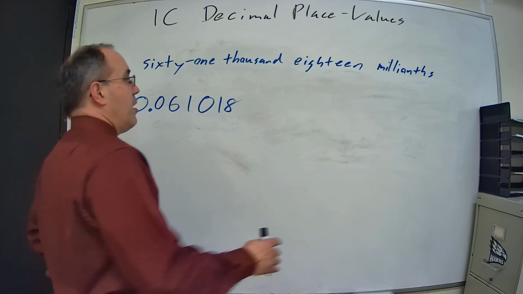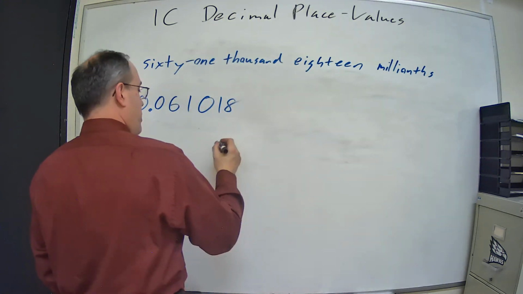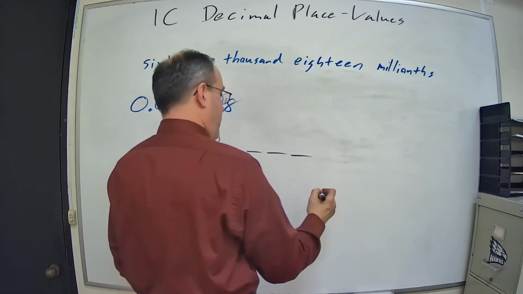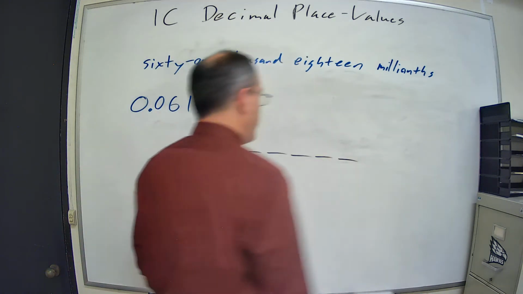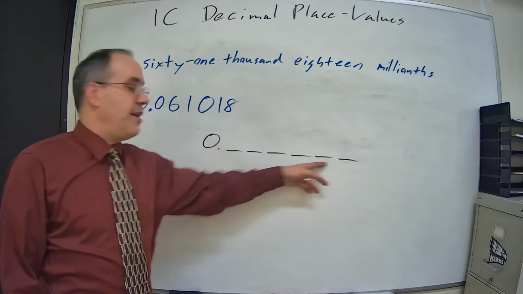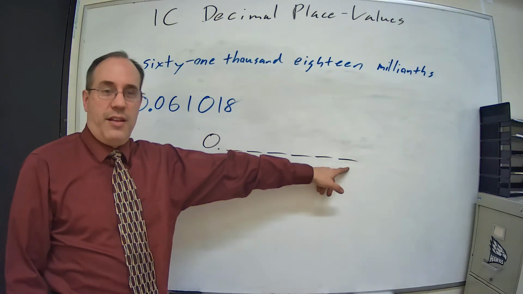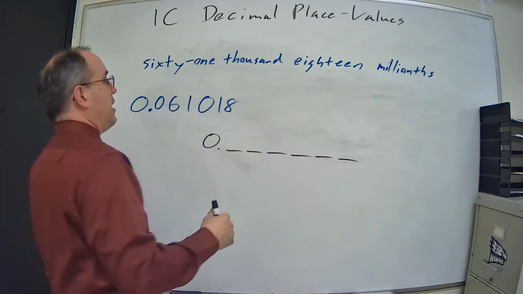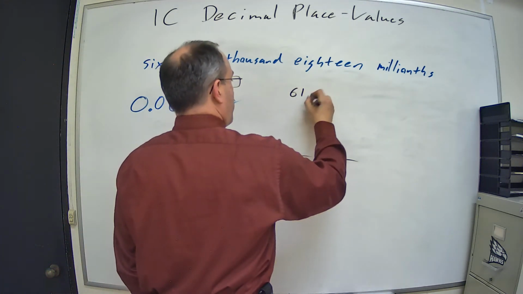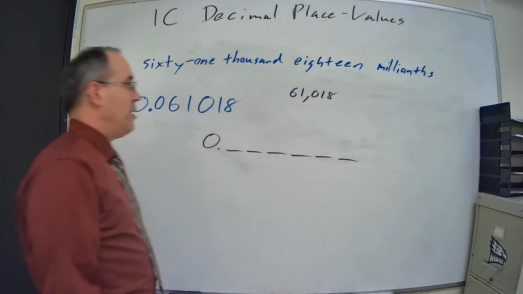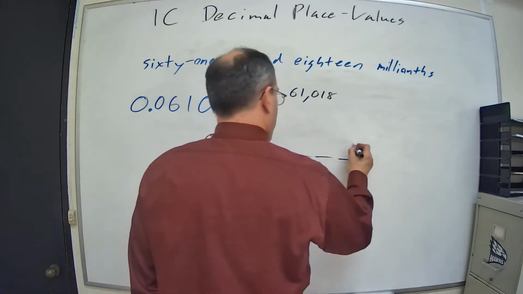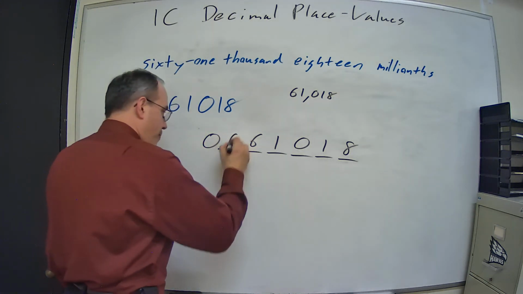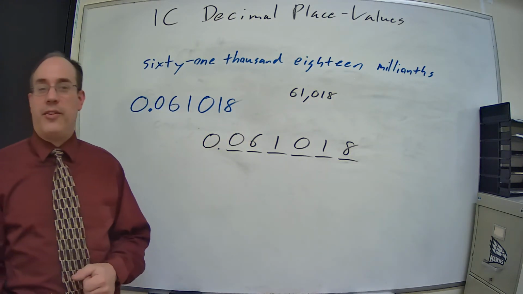61,018 millionths. Well, we know we need the millionths place. So you can go 0 point, well that's tenths, hundredths, thousandths, 10,000ths, 100,000ths, millionths. So now you've given yourself the places and you know that the last number has to be here. You know 61,018, and you can just write those in here. 8, 1, 0, 1, 6, and you go, oh, I need another 0 to put it in the right spot.